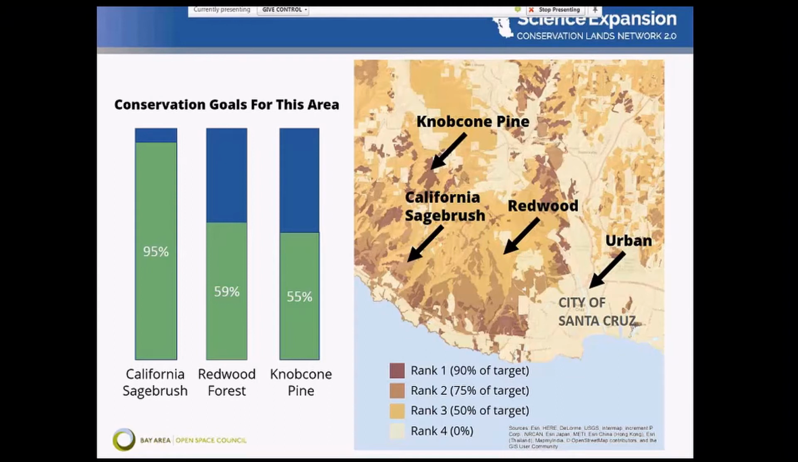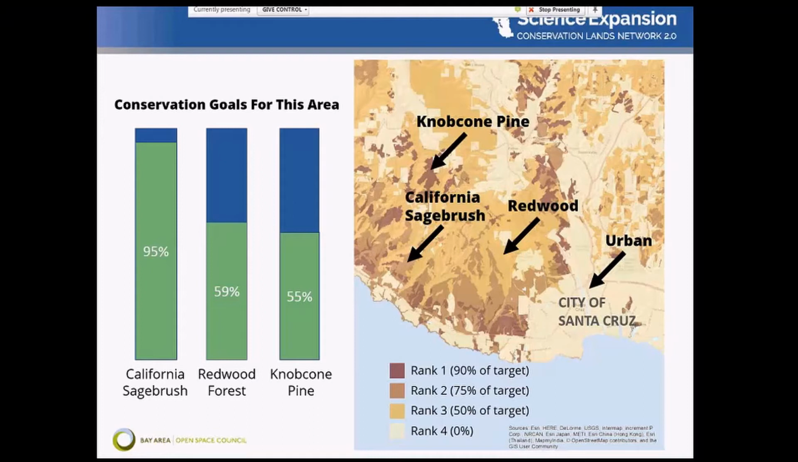We were seeing that California sagebrush is already 95% toward its goal of 90% in this landscape unit. Redwood forest is 59% toward its goal of 75% because it's a rank 3. So 59% toward its goal of 50%, and so on and so forth. And here's how the accounting frame works.